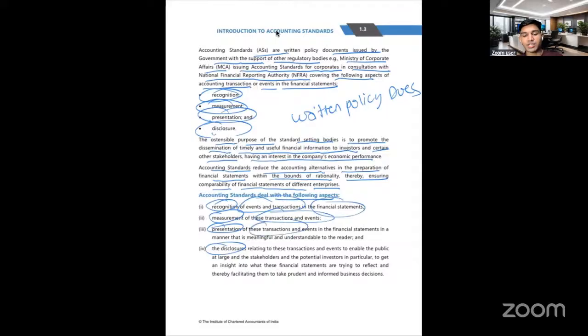Presentation of these transactions and events in the financial statement in a manner that is meaningful and understandable to the reader. Then disclosure relating to these transactions and events to enable the public at large and the stakeholders, the potential investors in particular, to get an insight into what these financial statements are trying to reflect, thereby facilitating them to take prudent and informed business decisions.